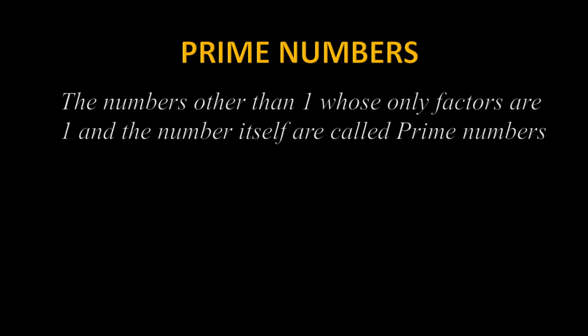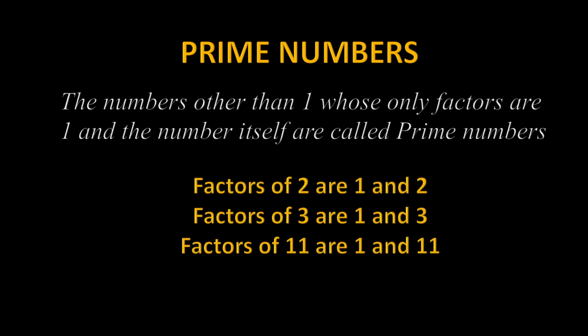So what are prime numbers? The numbers other than 1 whose only factors are 1 and the number itself are called prime numbers. For example, the factors of 2 are 1 and 2 itself. The factors of 3 are 1 and 3 itself. Also the factors of 11 are 1 and 11 itself. Factors of 19 are 1 and 19 itself. So the numbers other than 1 whose only factors are 1 and the number itself are called prime numbers.